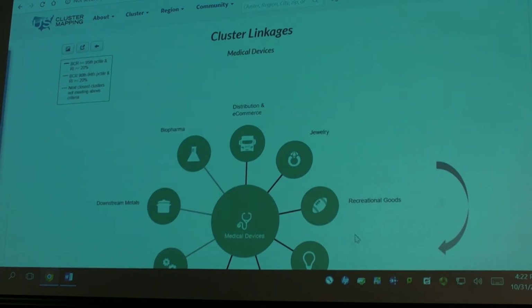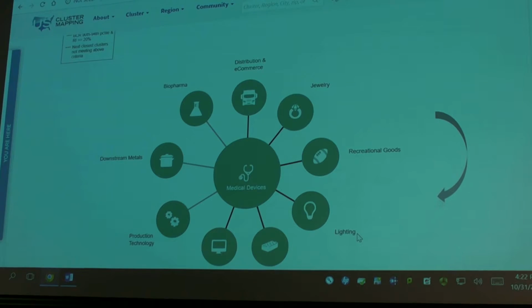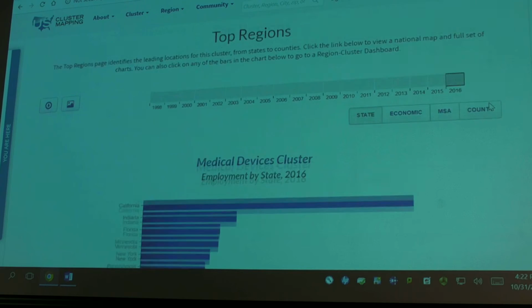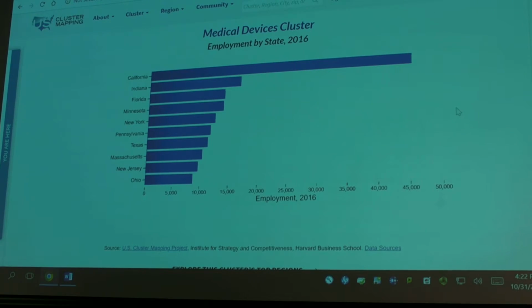So the first thing you'll see is they're showing you industries that feed into it. Go ahead and scroll all the way up to the top until you see a chart that looks like this. Take a look. What pops out at you, if anything? What pops out at you about the medical devices cluster in terms of employment by state?